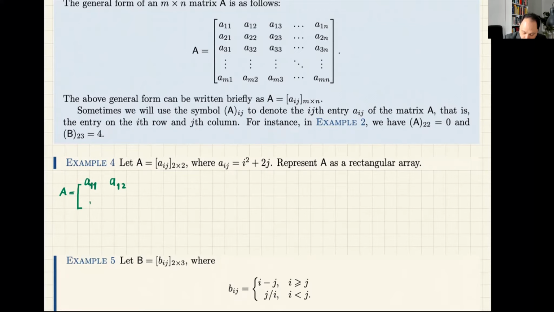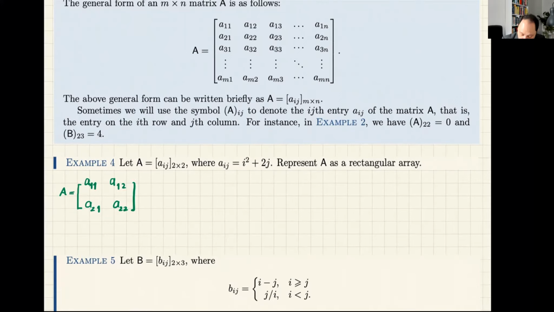Yes? Is that understandable for everyone? So this is a 2 by 2 matrix in general. The first index refers to the row number. The second index refers to the column number. So this is the general form. So now I need to calculate these things.